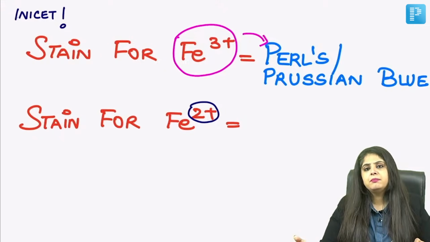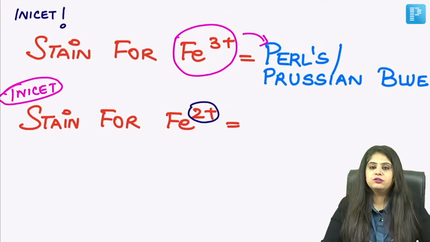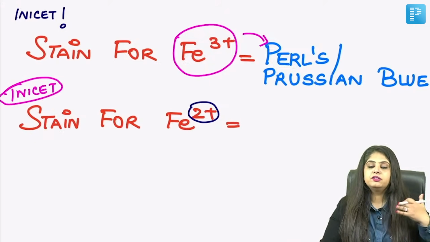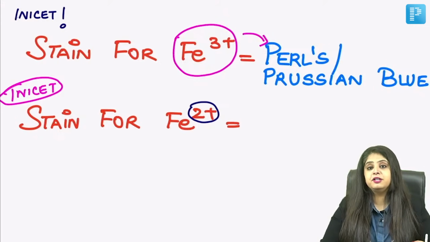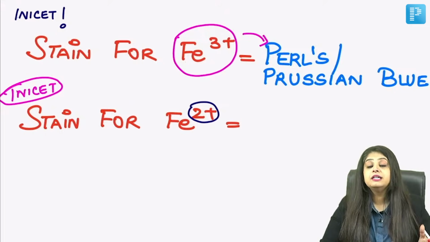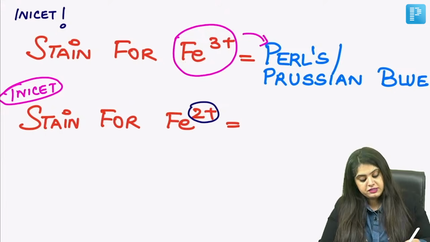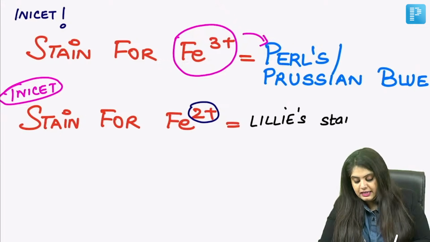This means, ma'am, in my body we also have Fe2 plus iron. This no one will ask you in university, no one will ask you in Viva also. I am preparing you for, it's an all-in-one lecture. So if you are an INICET aspirant, you want to target the top 10 rank and go in for central institutes, they will ask you what is the special stain for Fe2 plus, and that is known as the Lilly stain.